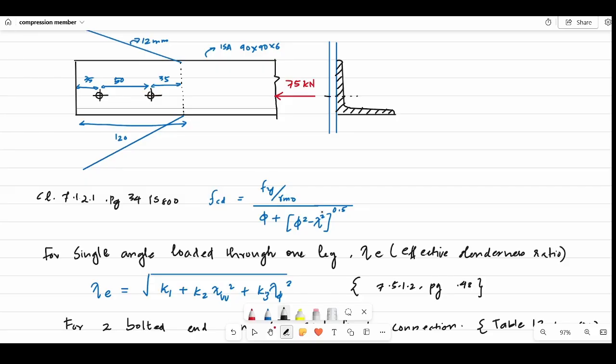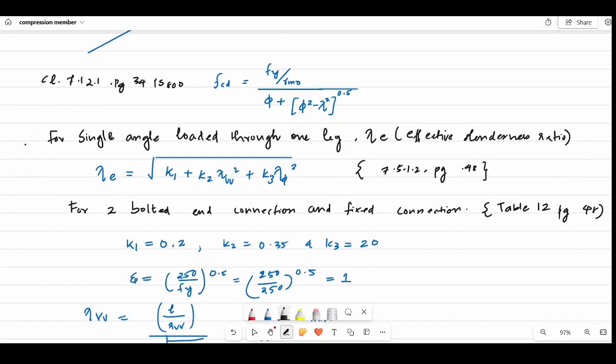So when we go to page number 48, we can see the effective slenderness ratio for a single angle strut which is connected through one leg. Here you can see this angle section is connected only through one leg, so the slenderness ratio has to be considered in a different way. The equation of effective slenderness ratio is given under this clause 7.5.1.2, and is root of k1 plus k2 lambda_vv square plus k3 lambda_phi square.